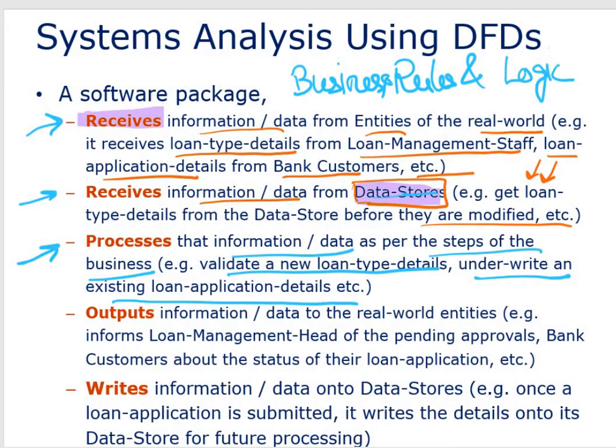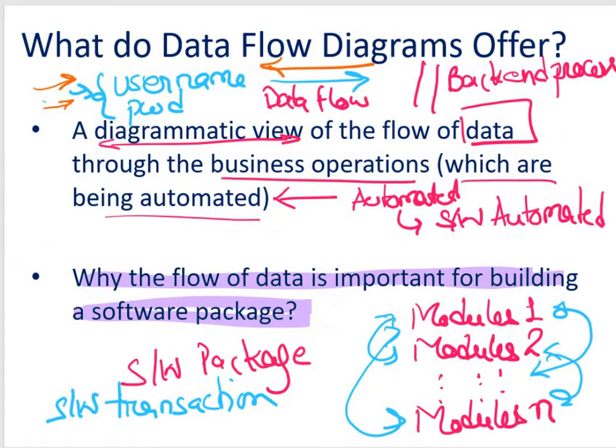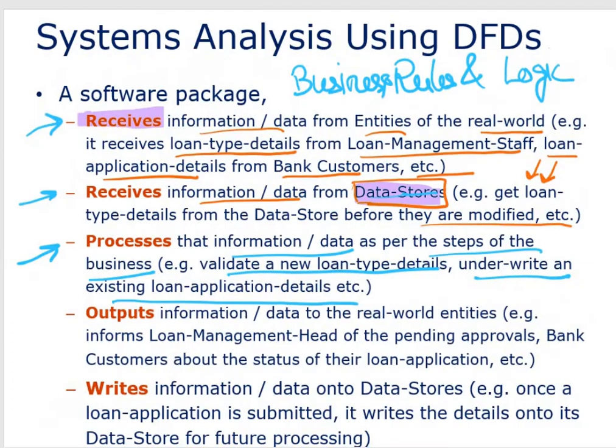So based on the business rules, for example, in the Amazon's case, the business rule says let's validate your username and password, then only let the user get the access of the orders placed by him or her. That is my business rule, that is my business logic, and that's how it works. So here also what we are trying to say is that after receiving, let's process it.